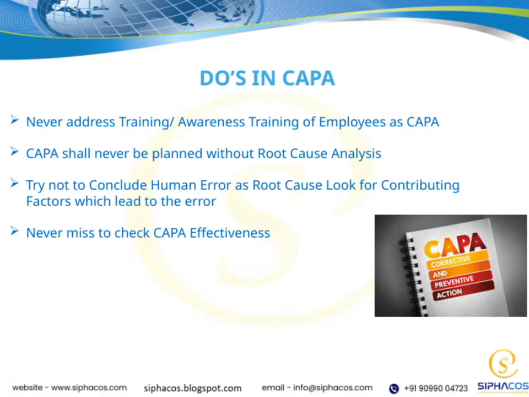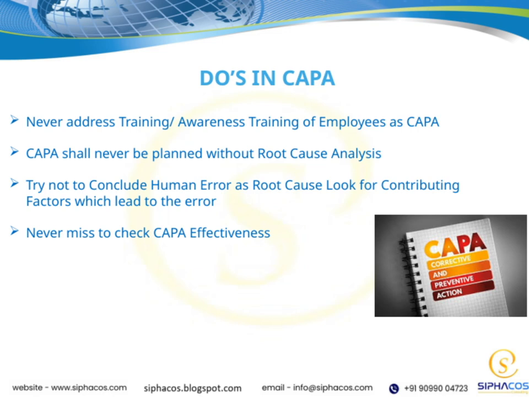Let's start by emphasizing an important point. Never address training or awareness training of employees as CAPA. It's a common misconception, but it's crucial to keep these separate. CAPA, or corrective and preventive action, is about systematically resolving issues, not just training people.